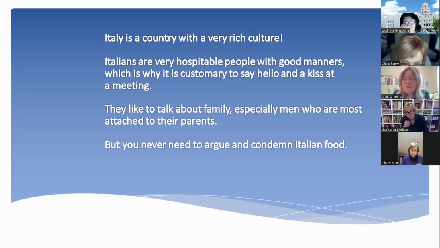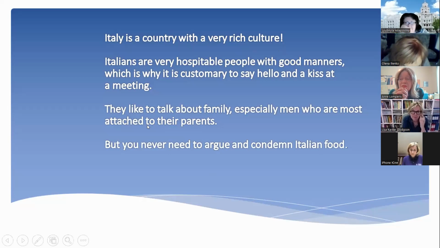Then they like to talk about family, especially men who are most attached to their parents. But you never need to argue and condemn Italian food. I see someone has put something in chat. True, true, true, true. Because it's very interesting. Imagine, no one has ever been to Italy, but for students, it's very important. Well, okay. Then they decided to find very interesting things.